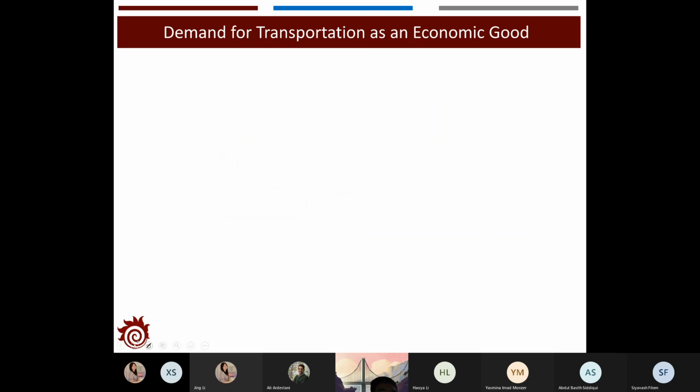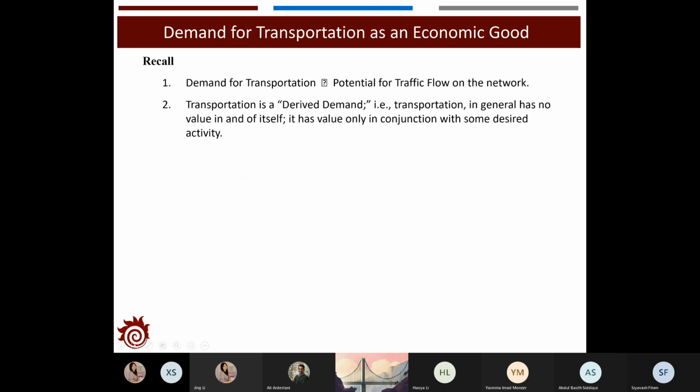So that's the demand curve, and we can then transfer this knowledge to the transportation services. In our previous slides, we mentioned that transportation can be considered as an economic good, and the demand for transportation can be evaluated as the traffic flow on the network.